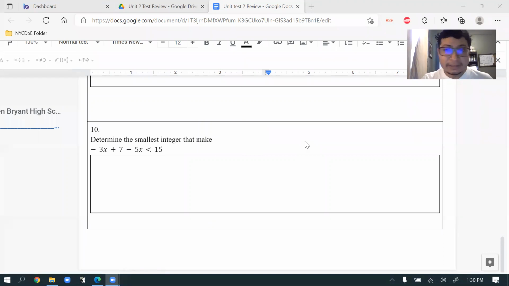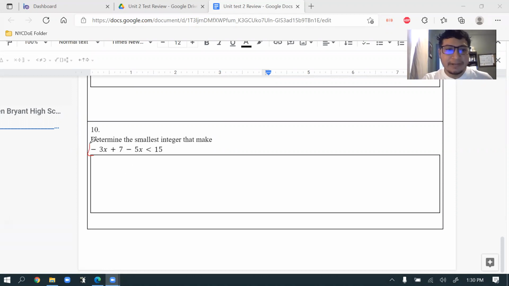And this is, of course, solving an inequality. It says determine the smallest integer that makes this inequality true. So it says negative 3x plus 7 minus 5x is less than 15. Now, my first step here is going to be to combine like terms.